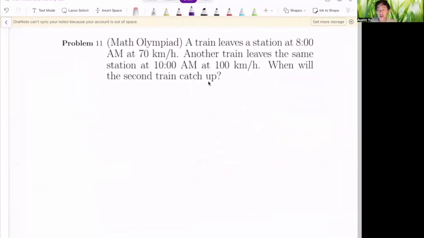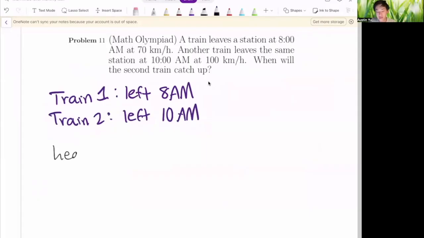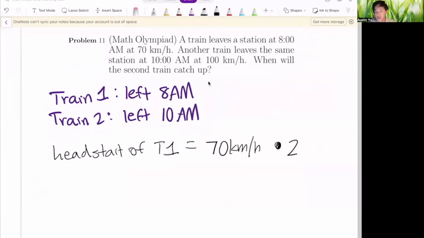So let's see here. Train 1 left at 8 a.m., while train 2 left at 10 a.m. So the head start of train 1, let's just say T1, is going to be 70 kilometers an hour times 2, since the difference between 10 a.m. and 8 a.m. is 2 hours. It had 2 hours to get a head start equal to 140 kilometers. So by the time train 2 departs, the head start of train 1 is already 140 kilometers away.